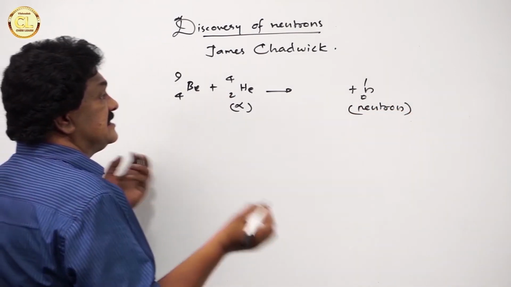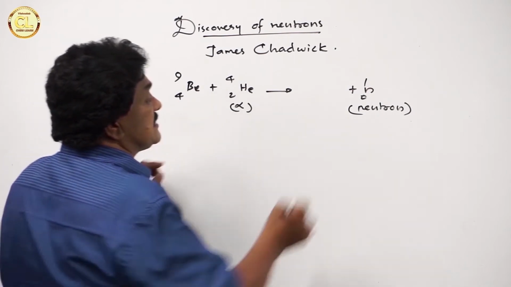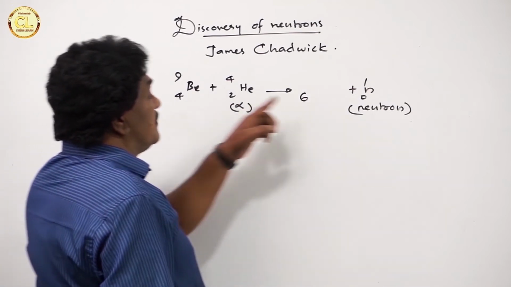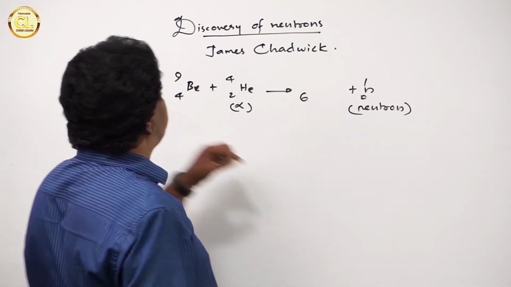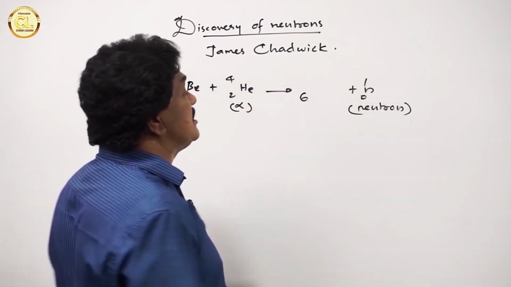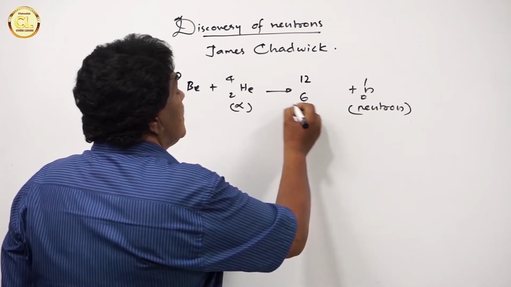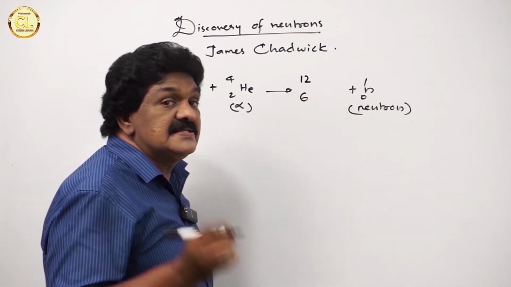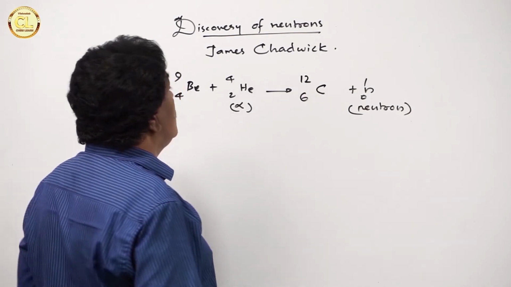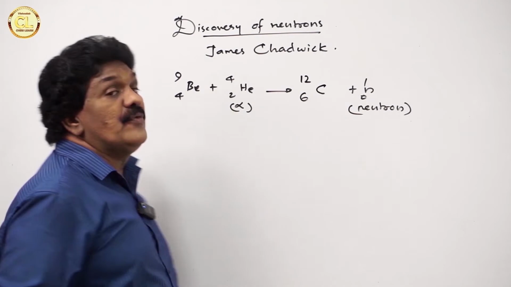See, let us check the atomic numbers and mass numbers. 4 plus 2, 6, minus 0 is equal to 6. That is the atomic number of the missing element. Then 9 plus 4 is equal to 13, minus 1 is equal to 12. That is the mass number of the missing atom. See, atomic number 6 is carbon. So, carbon-12,6. This was the production of neutron.